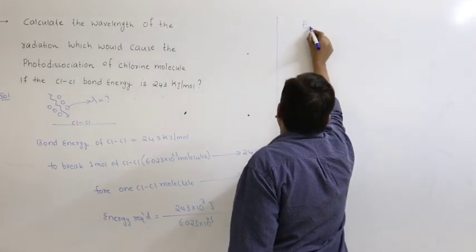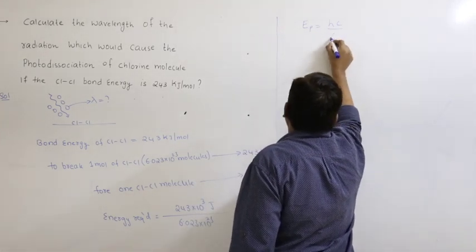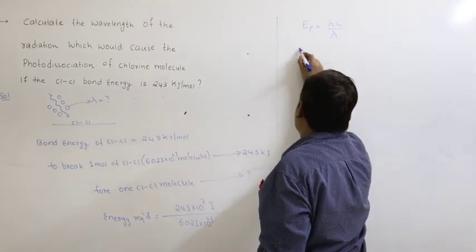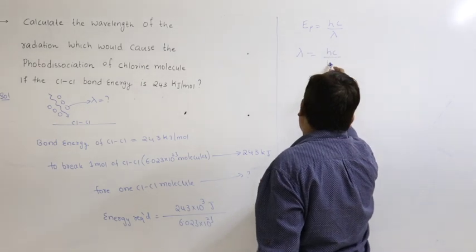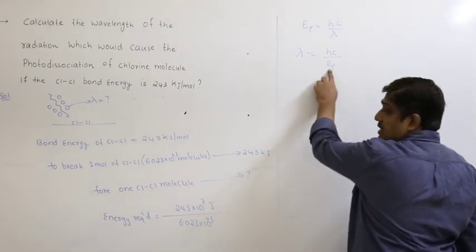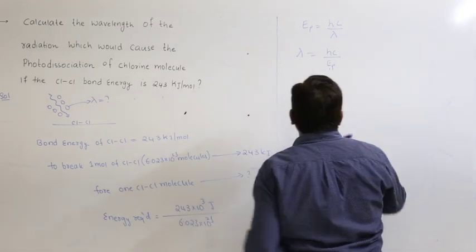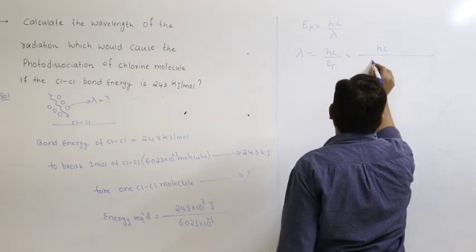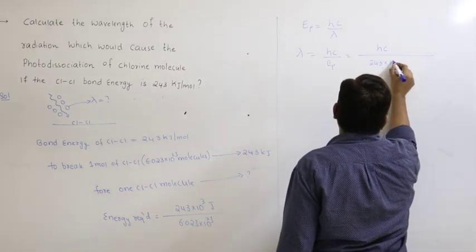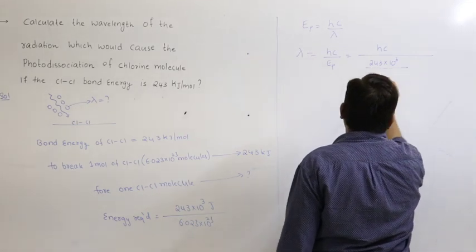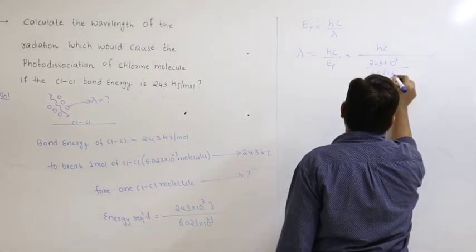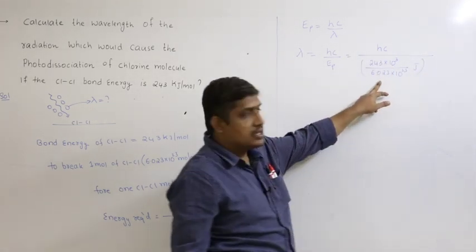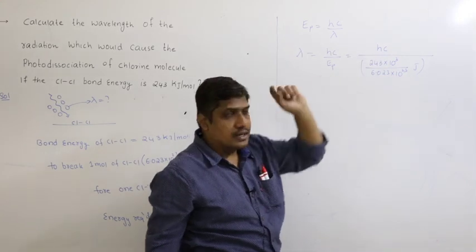So energy of photon is equal to hc by lambda, but we require wavelength, not energy. So let us find wavelength. Wavelength equal to hc by energy of photon. So how much energy the photon must possess? This much. So this is equal to hc by 243 into 10 power 3 by 6.023 into 10 power 23 joules. So this is in SI units, joules. So these two must be substituted in SI units.